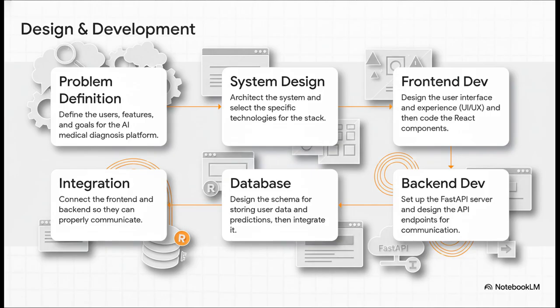We kick things off with the core development. First, you have to define the problem and architect the whole system. Then you start building the pieces. You code the React interface. You set up that FastAPI server. You design the database schema. And then, the magic moment, you integrate them so the front end can actually talk to the back end.